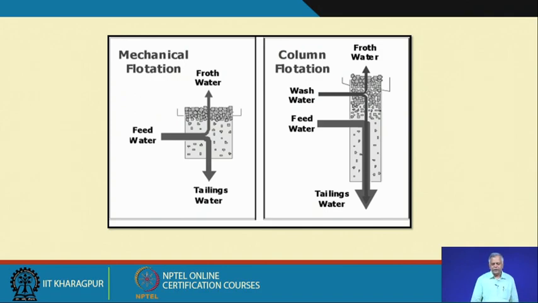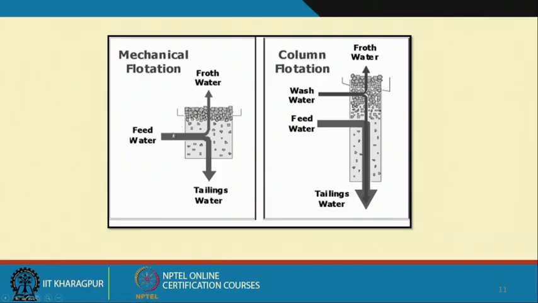The points I have mentioned can be easily understood by these two comparative schematics. In a mechanical flotation cell, you have your feed, then you have this pulp formation, and here you have froth and you have tailings. So, there is no wash water there. So, you are not able to further clean this froth, so that you can help the entrained particles to be dislodged from that froth phase.